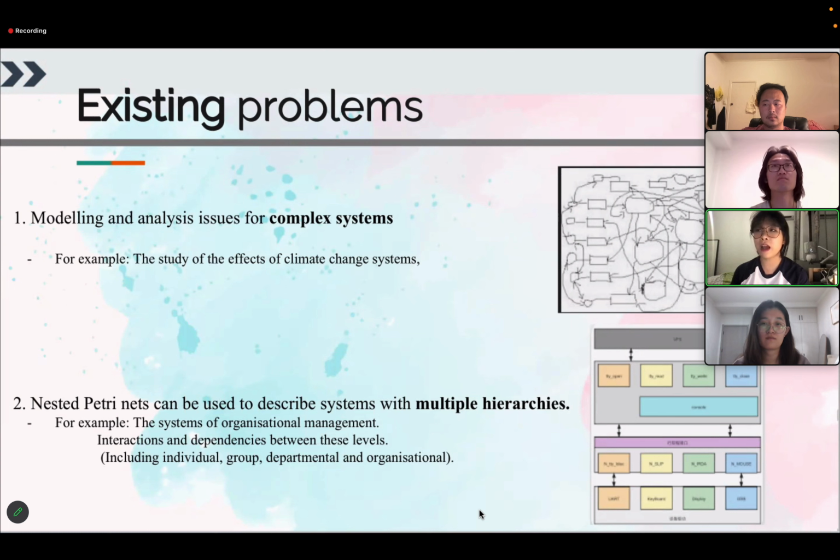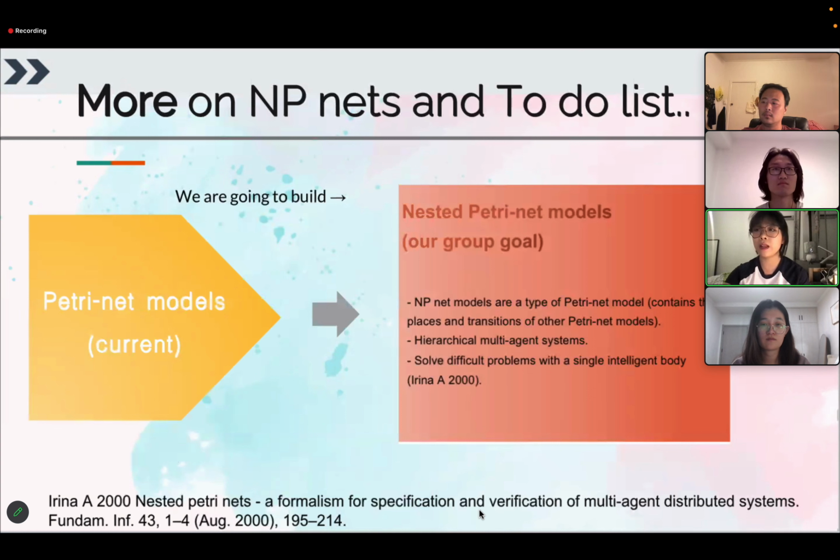The second aspect is that of multi-level structural systems involving interactions and influences between levels. For example, the study of organizational management systems. There are interactions and dependencies between these levels. Without NP-net models, the modeling and analysis may require other cumbersome methods, especially in multi-agent distributed systems. It could be used to solve difficult problems.